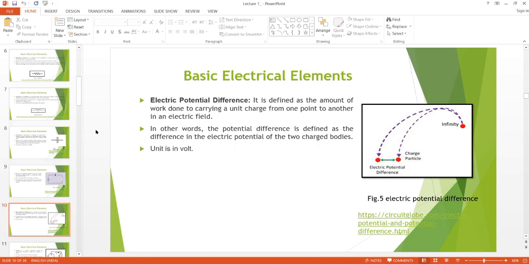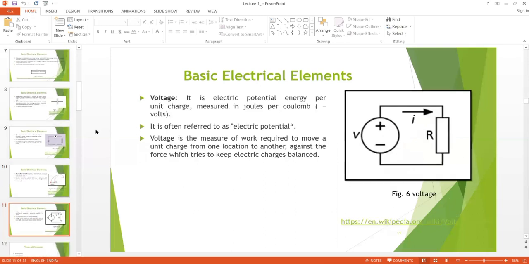So we were talking about electric potential difference, the amount of work done in carrying a unit charge from one point to another point in an electric field. Similarly, voltage is exactly the same. As we can see, it's a voltage source. Resistance is connected in series. Don't get confused that the resistance is connected in parallel. No, it is connected in series. Series means the current is the same.